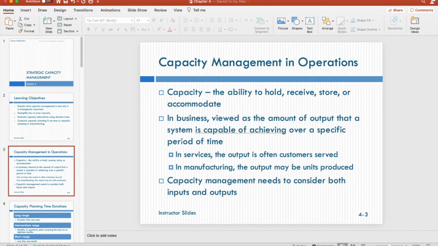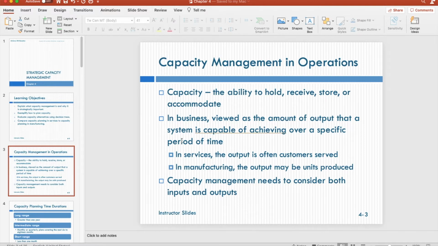It's basically representing the ability to hold, to receive, to store, or even to accommodate the output of your firm. All right. So we know that this ability to hold or receive or store or even accommodate the output of your firm is actually including a few or many different aspects.